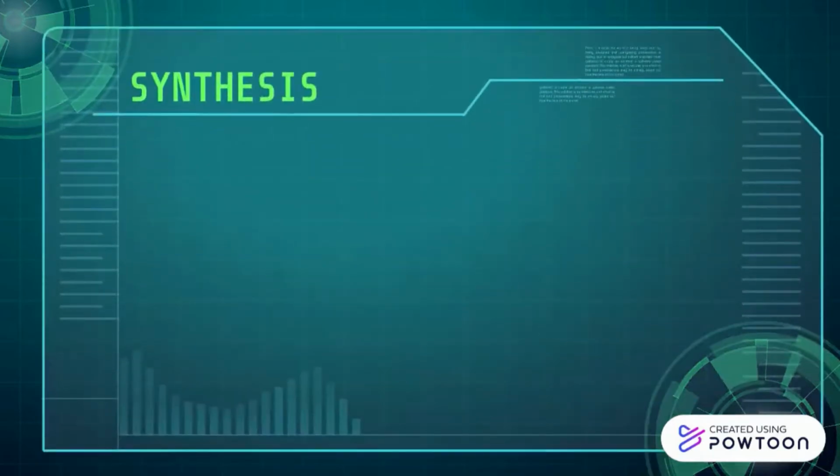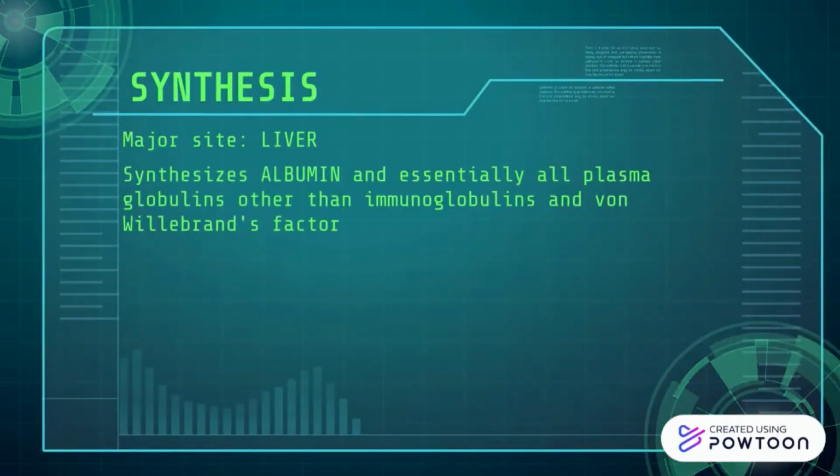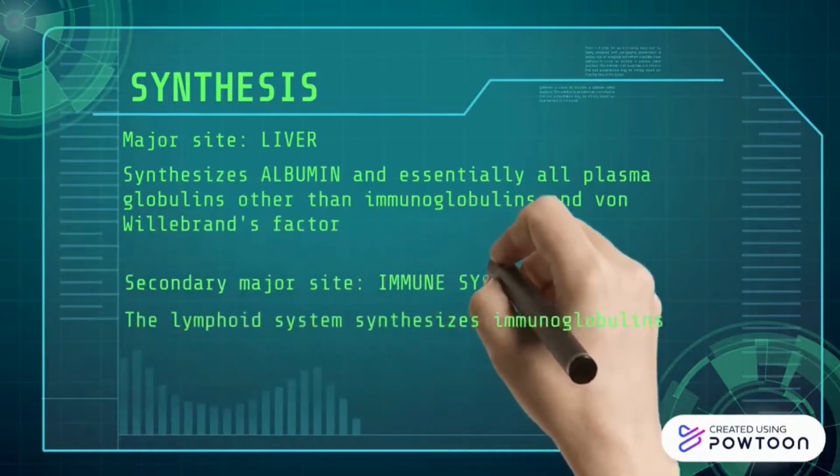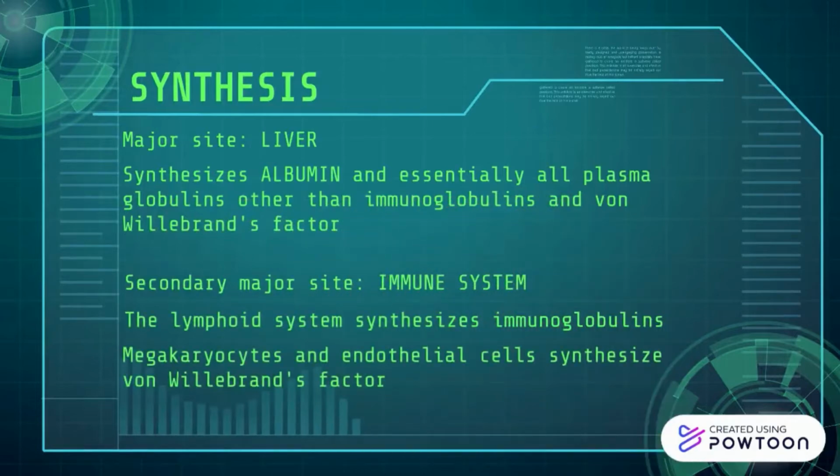The major site of synthesis would be the liver, where it synthesizes albumin and essentially all plasma globulins other than immunoglobulins and von Willebrand's factor. For the secondary major site, it would be the immune system, where the lymphoid system synthesizes immunoglobulins, while megakaryocytes and endothelial cells synthesize von Willebrand's factor.